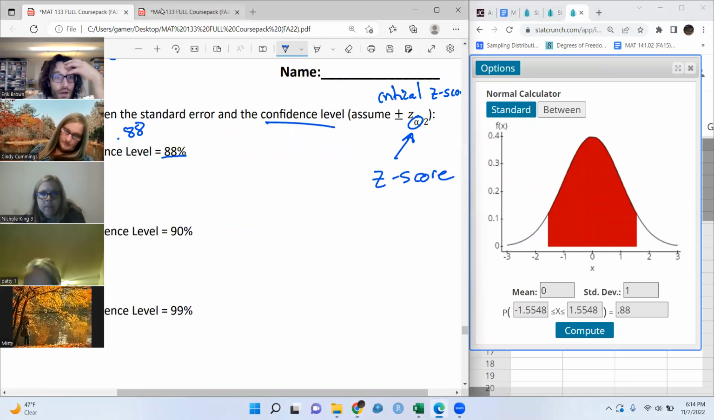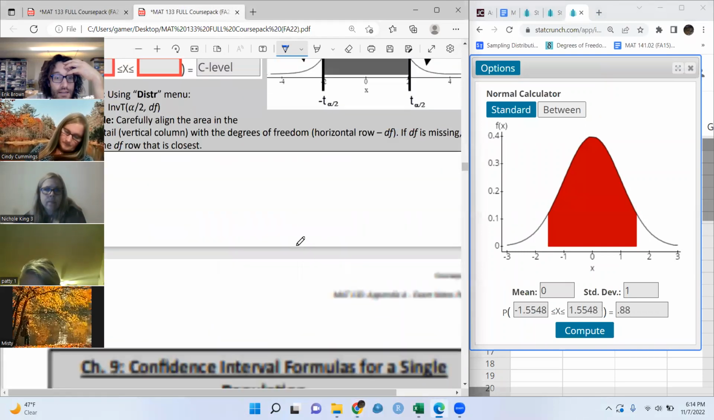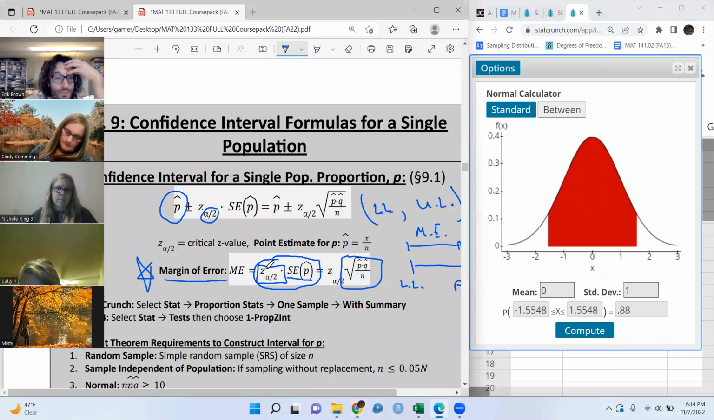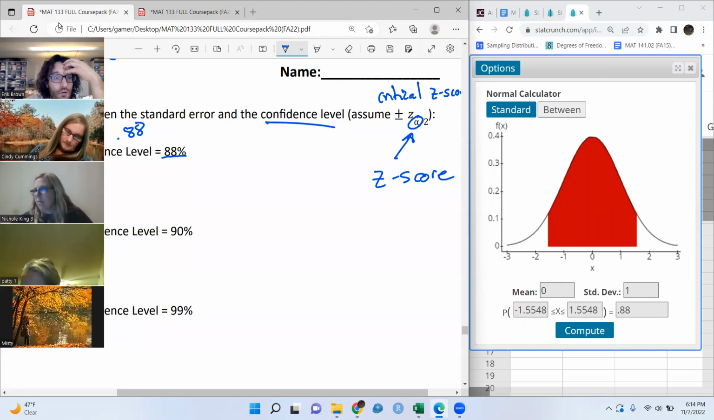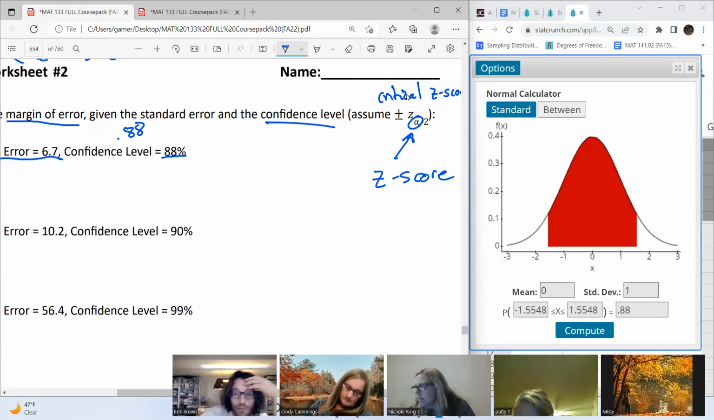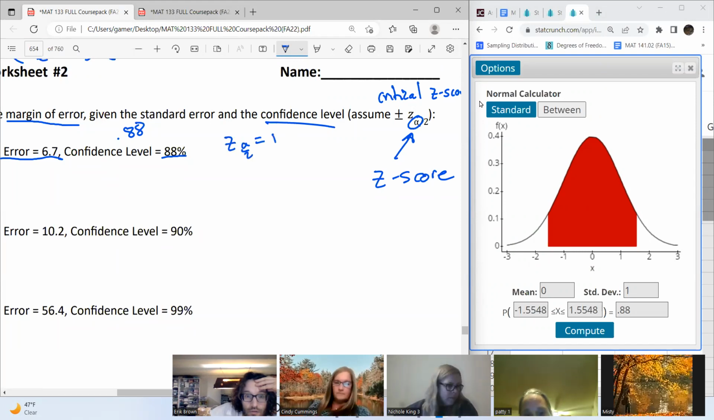If you remember the formula, it said z alpha divided by 2, meaning the positive one. We don't use the negative one. So it's 1.555 if we use 3 decimal places. And margin of error is just the product of those two things.